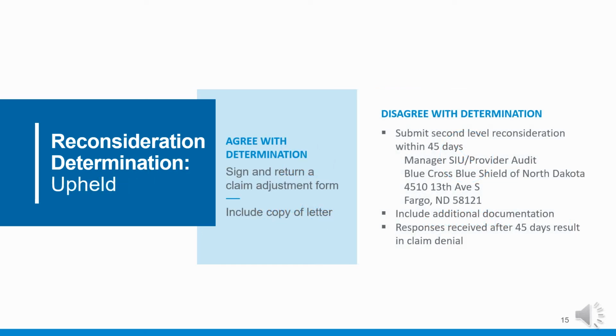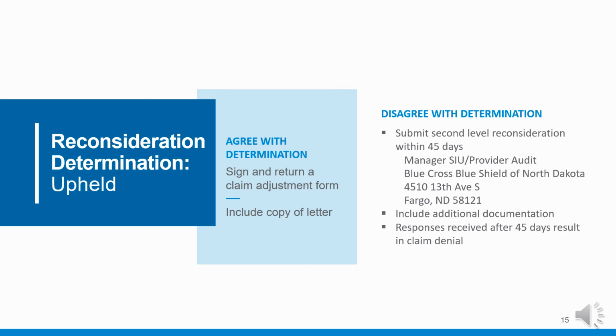If your reconsideration is upheld, Cotiviti does not agree with your request. If you agree with Cotiviti's reconsideration determination, you can sign and return the letter to Cotiviti along with a completed Blue Cross Blue Shield of North Dakota claim adjustment form. Cotiviti will notify Blue Cross Blue Shield of North Dakota of the outcome, and the claim will be adjusted accordingly.